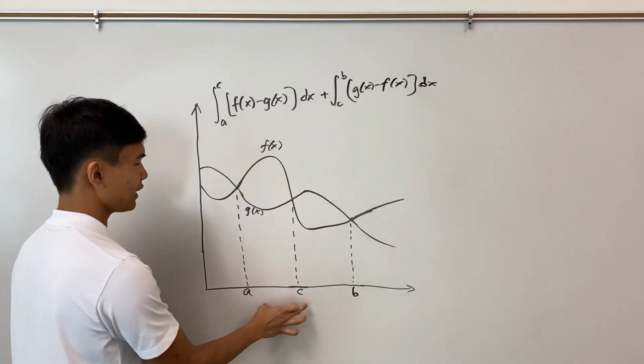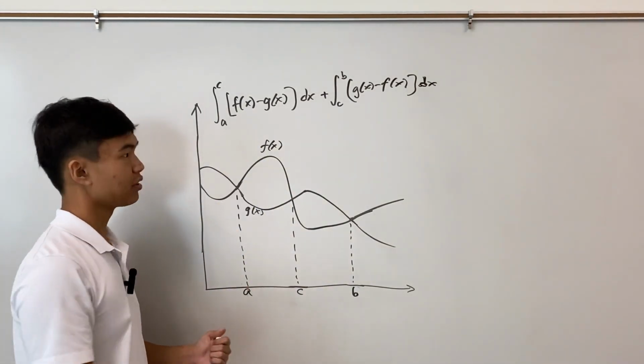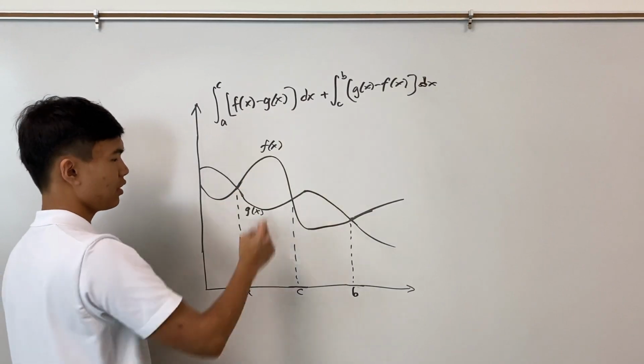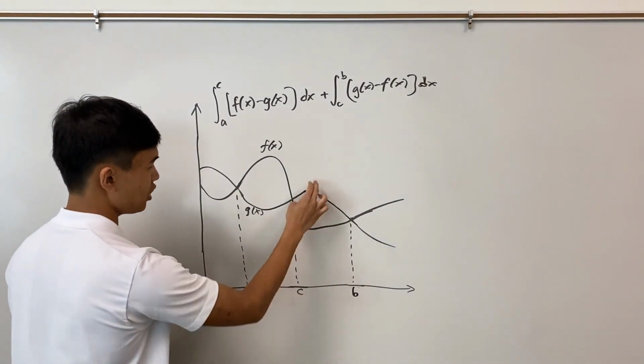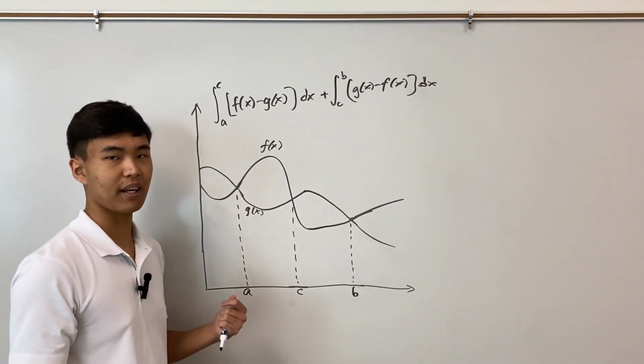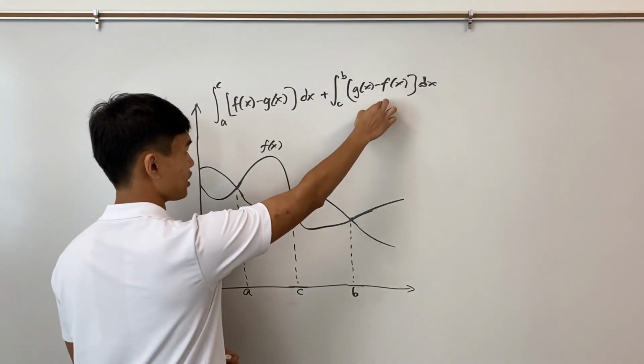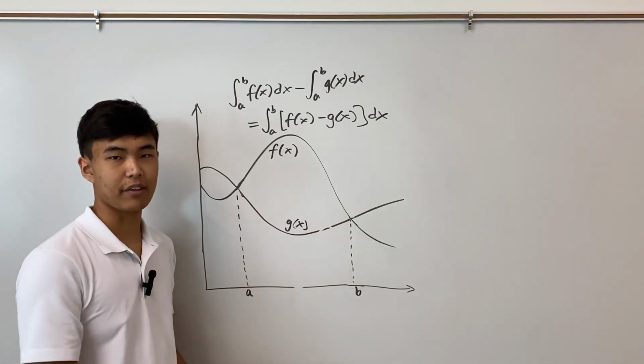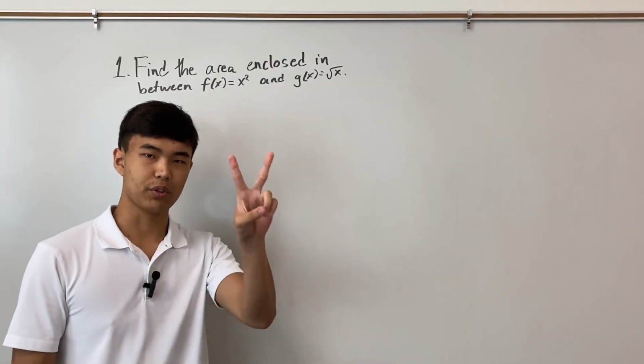Because from A to C, f of x is the top curve, so we have top curve minus bottom curve, but from C to B, g of x is the top curve, so we have to reflect that, so we have top curve minus bottom curve. And that's how you find the area between two curves. I'm going to do two examples for you.